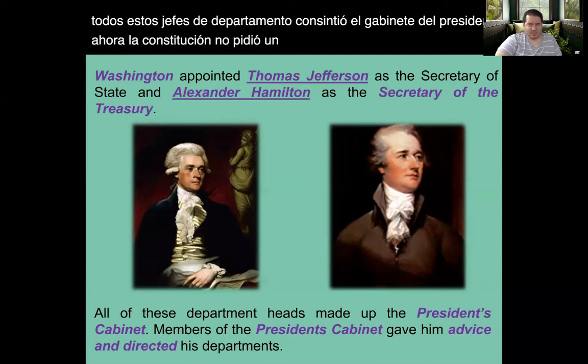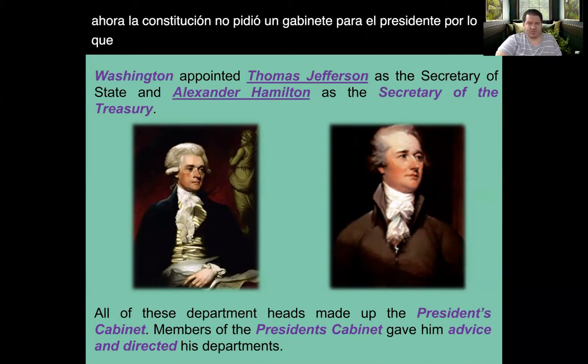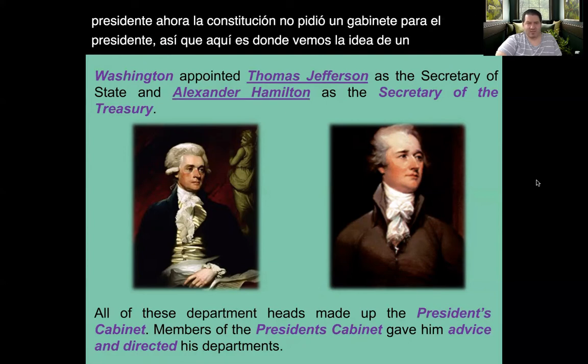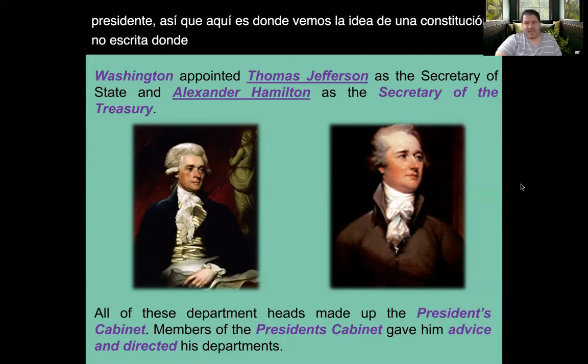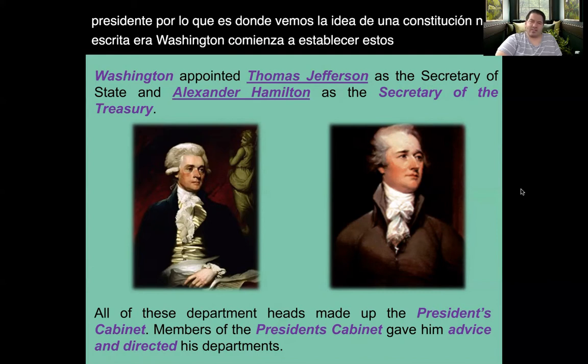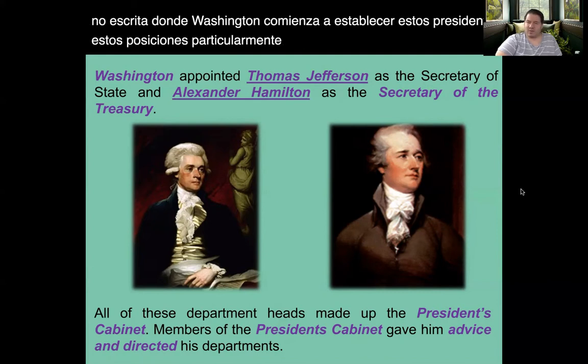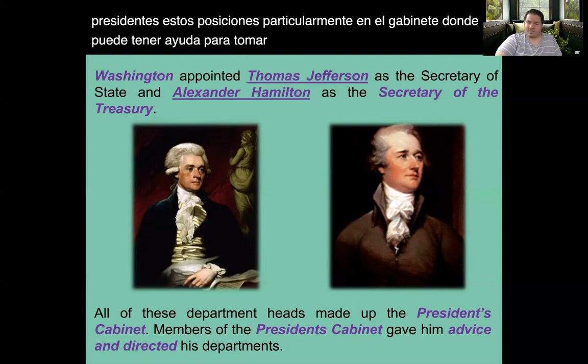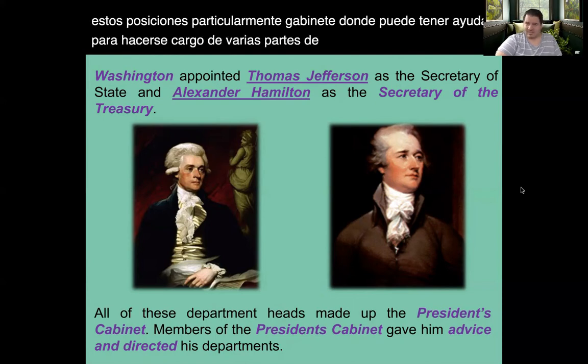So this is where we see the idea of an unwritten constitution, where Washington starts to set these precedents, particularly these cabinet positions, where he can have assistants taking over various parts of his job. Now, members of the president's cabinet gave him advice and directed his departments.